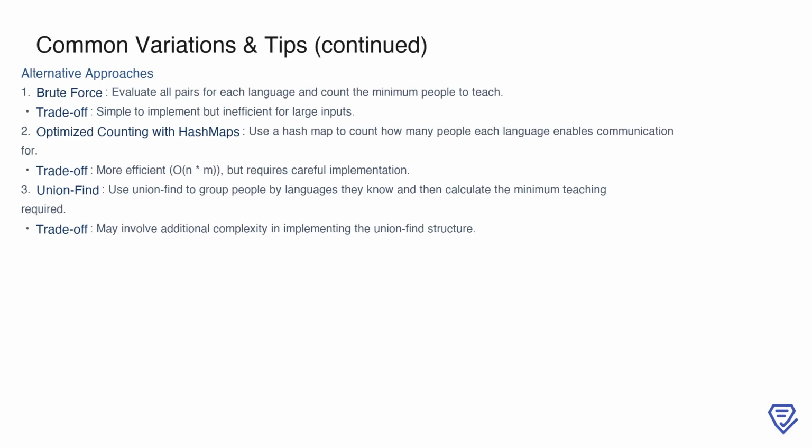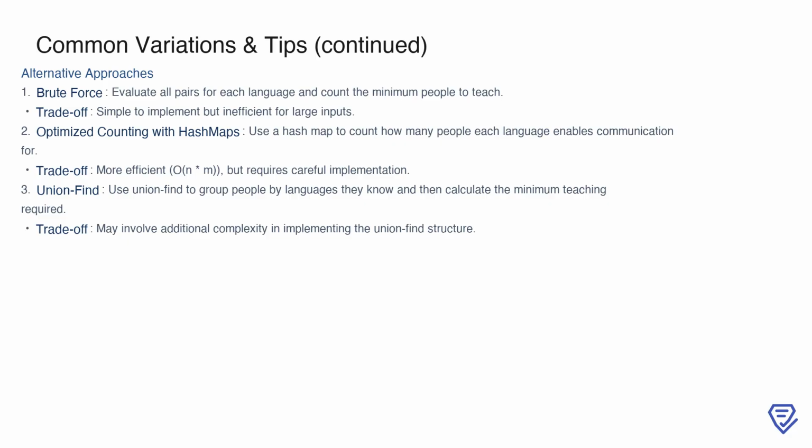To approach this problem, there are a few alternative strategies worth considering. A brute force approach would involve evaluating all friend pairs for each language and counting the minimum number of people to teach. While this method is straightforward to implement, it becomes highly inefficient for larger inputs due to its high computational cost. A more efficient option is to use hash maps to count how many people each language enables communication for. This approach reduces the complexity to O(n * m), making it suitable for larger datasets, but it does require careful implementation to avoid errors.